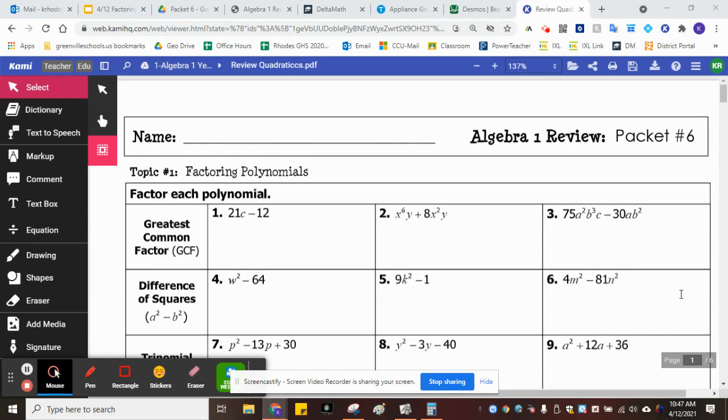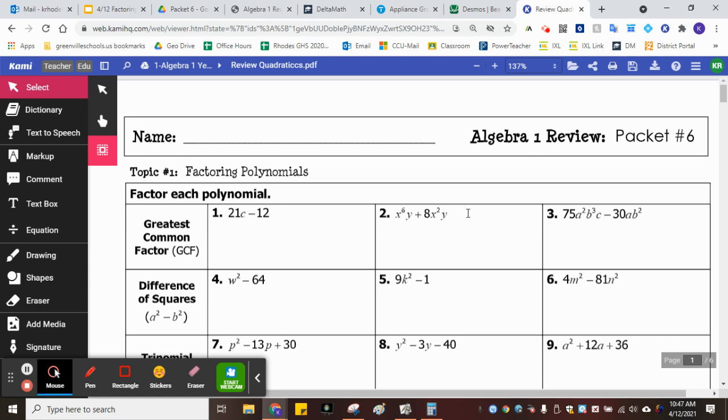So today is April 12th. We're going to start reviewing for EOC, and we're going to work backwards on our review. What we ended with was quadratics, and that's what we're going to start with in our review. So we'll end with solving equations, and then you'll be taking your EOC.